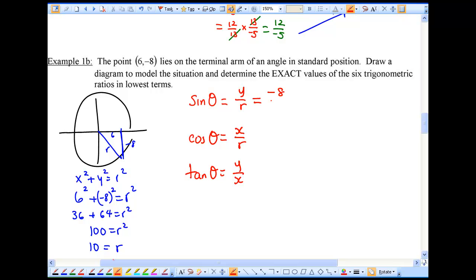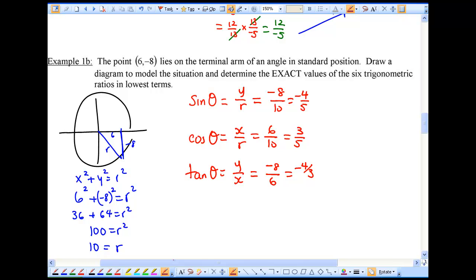Y is -8 over 10, -4/5. X is 6 over 10, 3/5. Tangent is y over x, -8 over 6. How about -4/3?